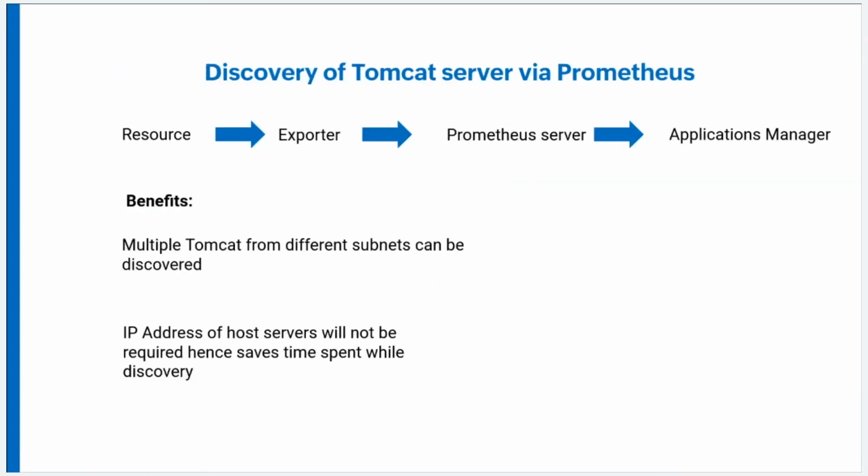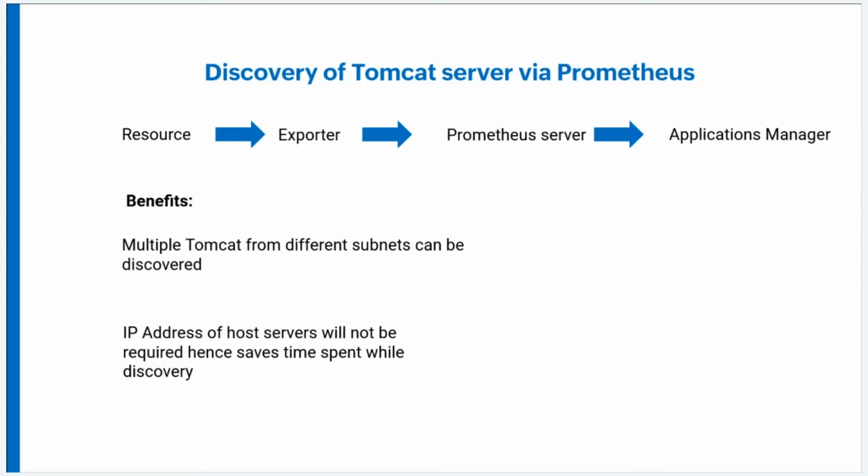Now we have discussed the regular discovery profile options, that is network discovery, bulk imports, and the manual way of importing the devices. This is a fresh feature that we have released recently, that is discovery of the Tomcat server via Prometheus. I hope the majority of the attendees would be aware of Prometheus, as this is an open source solution for KPI scraping.